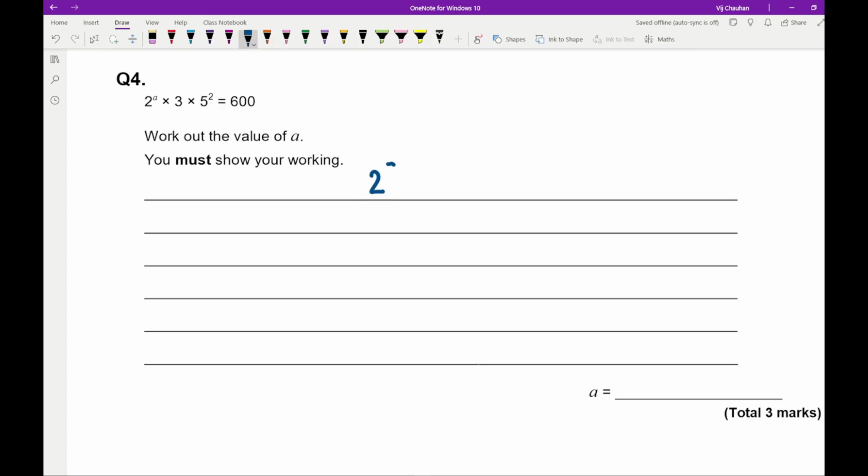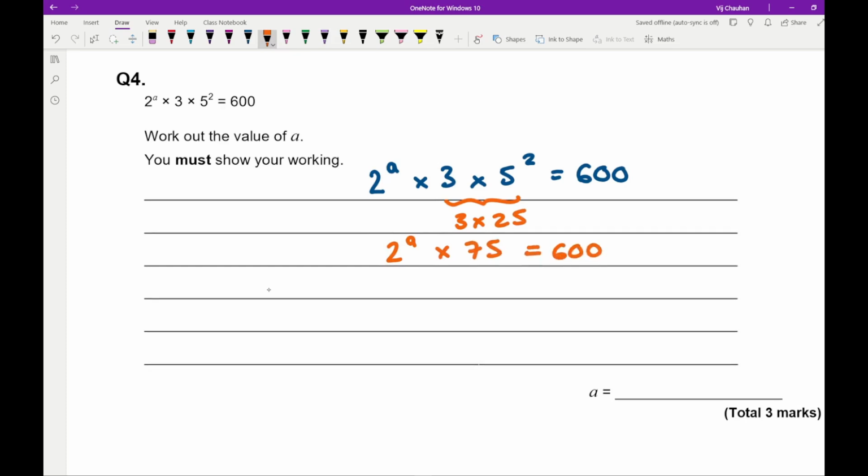So here we've got 2 to the power of a multiplied by 3 multiplied by 5 squared equals 600. Now if I work out what I can work out, which is these two things here, that's going to be 3 times 25. So that's going to be 2 to the power of a times 75 equals 600. Now if I take the 75 over by dividing by 75, I'm left with 2 to the power of a equals 8.